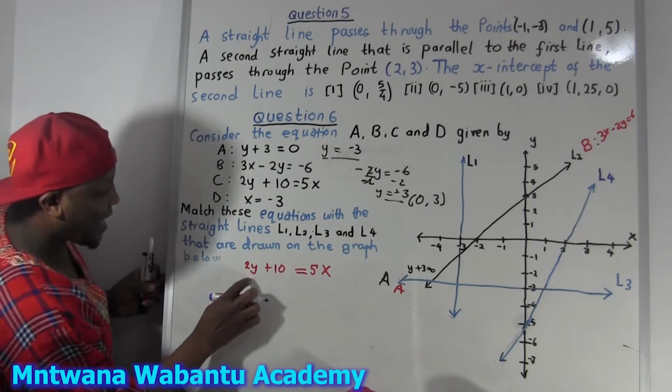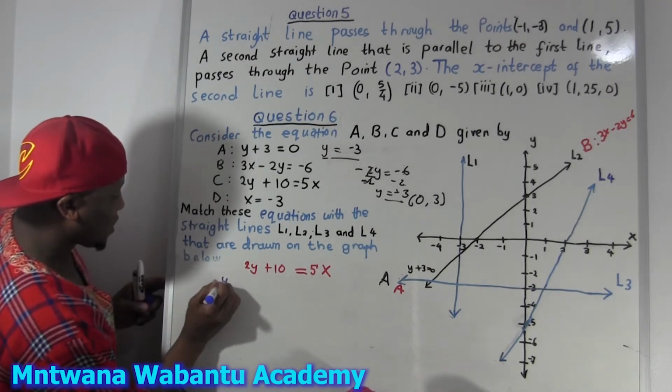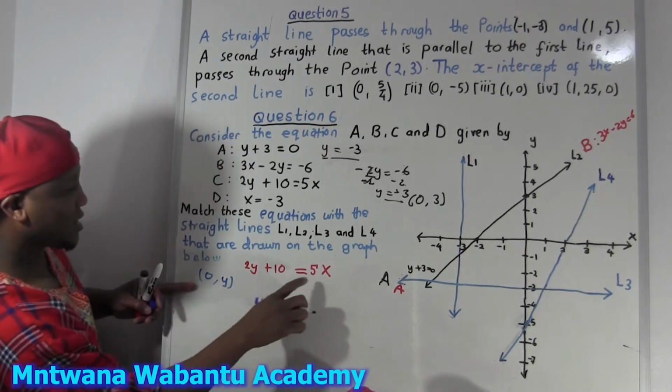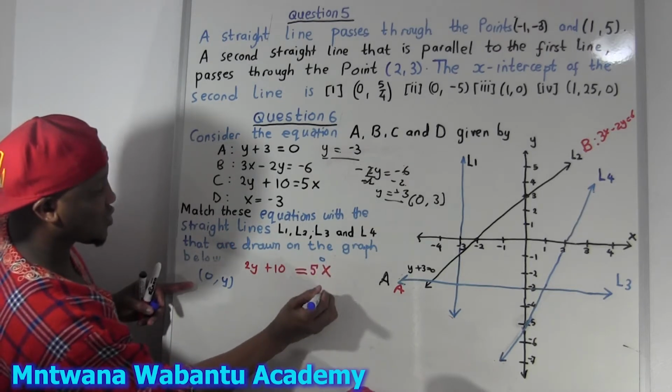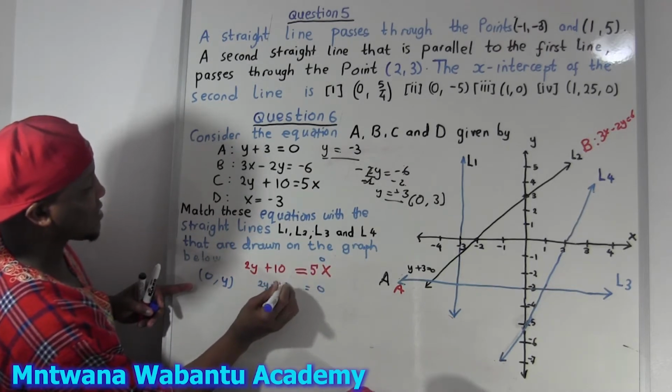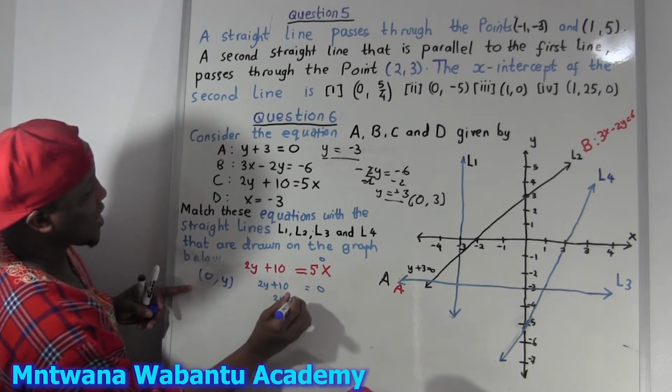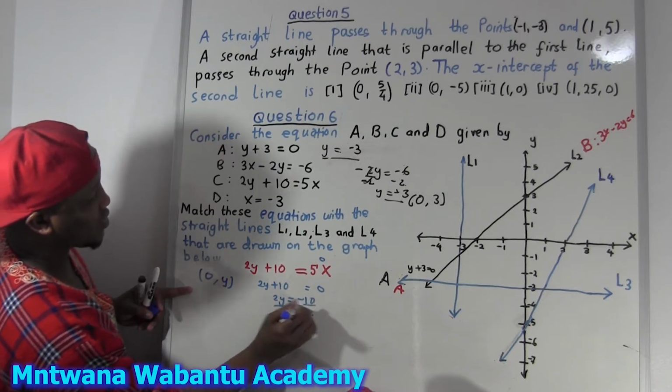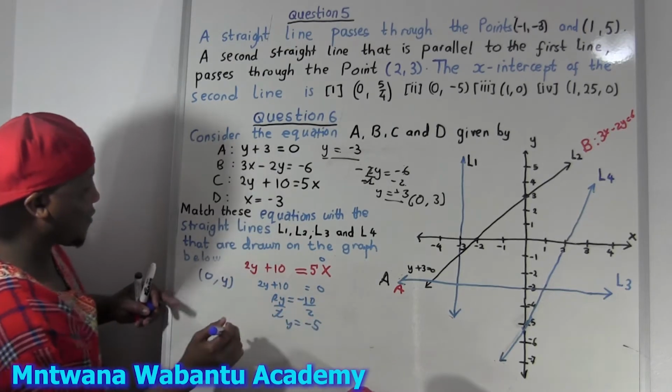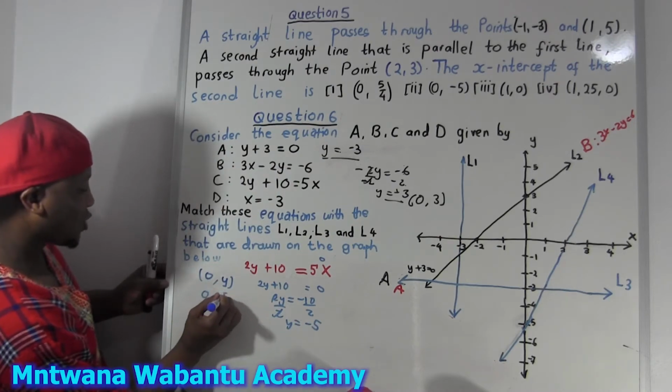Now, for the y-intercept, x equal to 0. So 5 times 0 equal to 0, so 0 equal to 2y plus 10. This 10 goes over, so 2y equal to negative 10. Divide by 2, this and this cancel. y equal to negative 5. So when x equal to 0, y equal to negative 5.